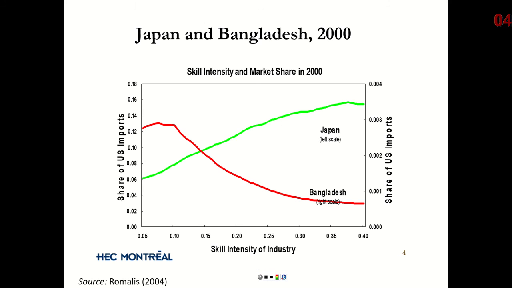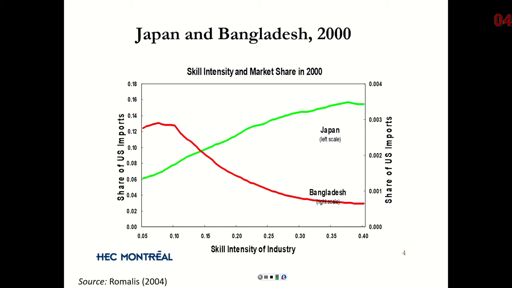Okay, so I already demonstrated this graph last time as well. So this simply gives some evidence that the Heckscher-Ohlin model works in certain circumstances. So what we're looking at here is imports into the United States from Japan and Bangladesh. And so on the x-axis, you show all the industries ordered by skill intensity, where the most to the left, you have the least skill intensive industries like textiles, and the most to the right, you've got the most skill intensive industries, which are probably high technology industries.